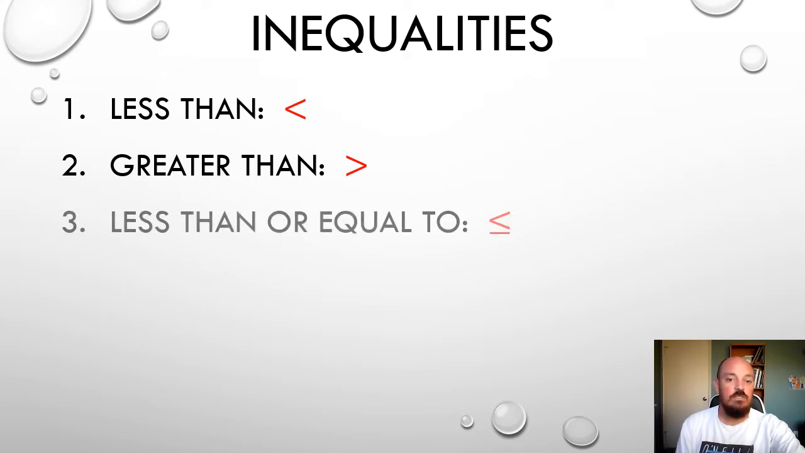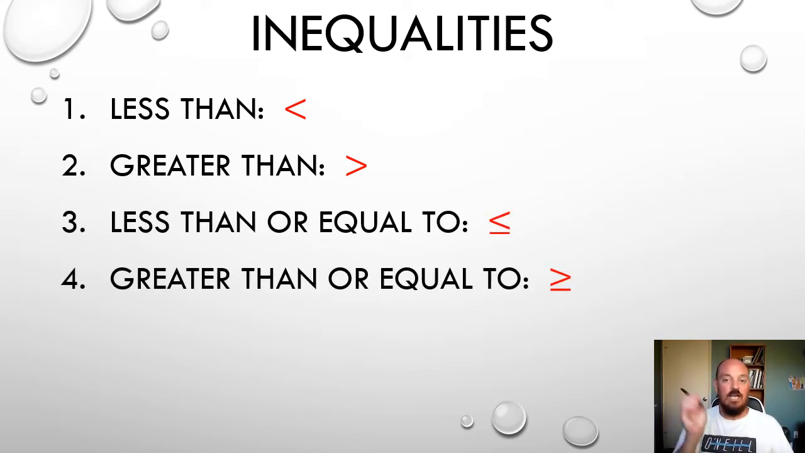Now, either of these symbols with a little line under it means or equal to. So like the first symbol, less than, if I put the little line under it, means less than or equal to. The second symbol, greater than, if I put the little line underneath it, it means greater than or equal to. So those are our four main inequalities. Make sure you know which sign goes with which one.